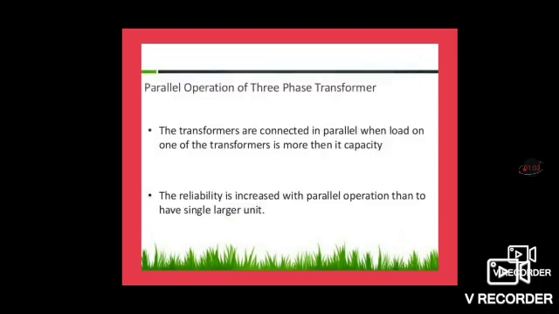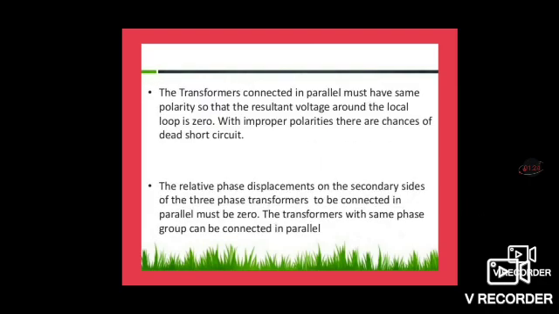Then, parallel operation of three-phase transformers. The transformers are connected in parallel when the load on one of the transformers is more than its capacity. The reliability is increased with parallel operation compared to having a single larger unit. The transformers connected in parallel must have the same polarity so that the resultant voltage around the local loop is 0. With improper polarities, there are chances of a dead short circuit.